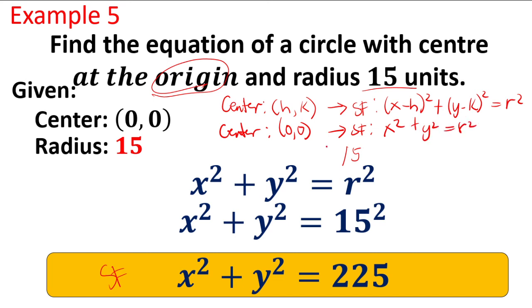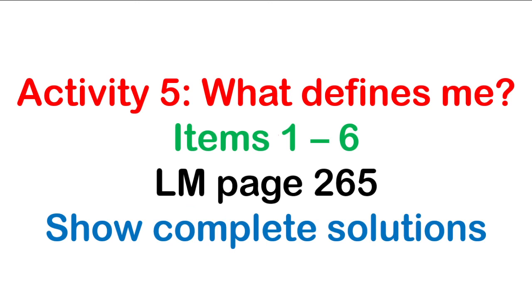Okay? So, pakisagutan na yung activity 5. This is 1 to 5. Hindi ko lang siya na-edit. Okay? So, items 1 to 5. Activity 5, what defines me? Items 1 to 5, LM page 265, and you have to show your complete solutions.